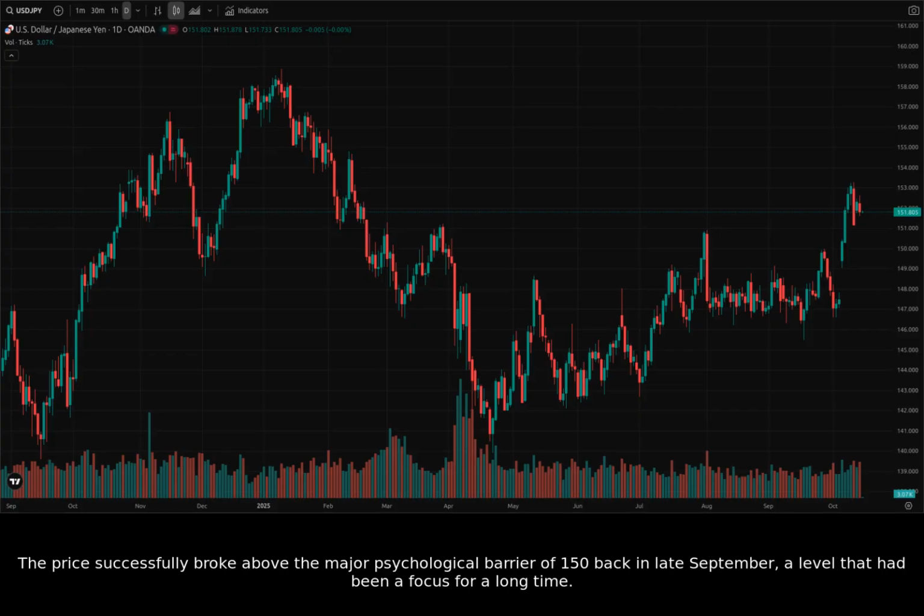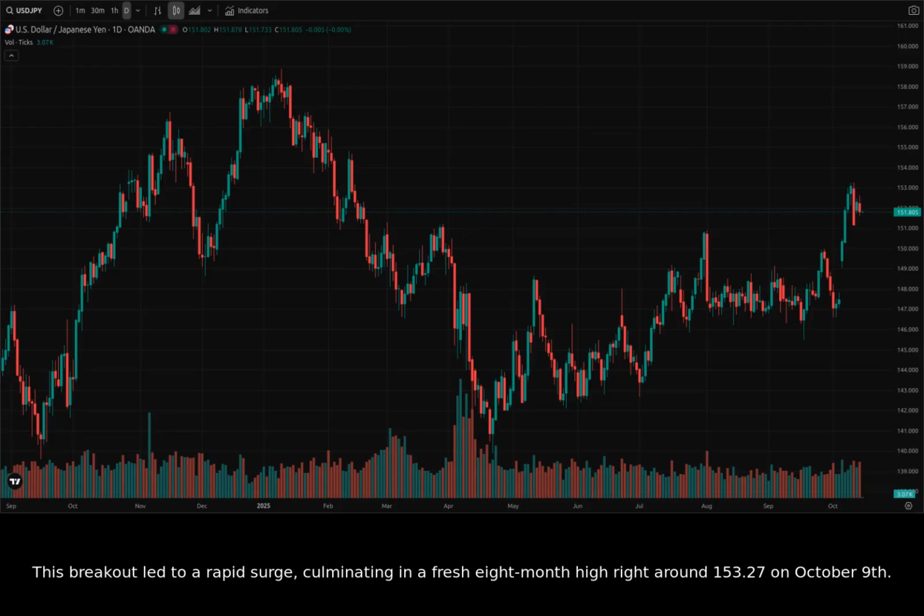The price successfully broke above the major psychological barrier of 150 back in late September, a level that had been a focus for a long time. This breakout led to a rapid surge, culminating in a fresh 8-month high right around 153.27 on October 9th. However, this is where the story gets interesting and correlates directly with the news.